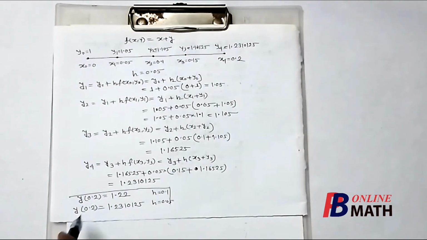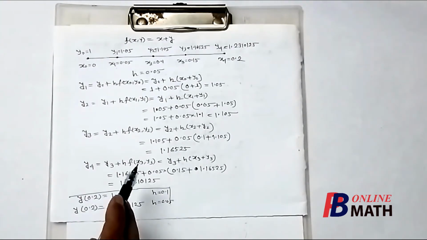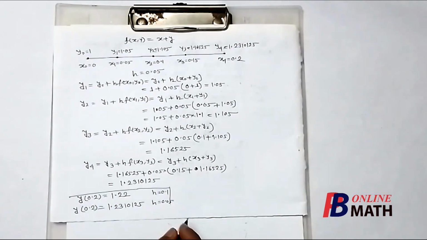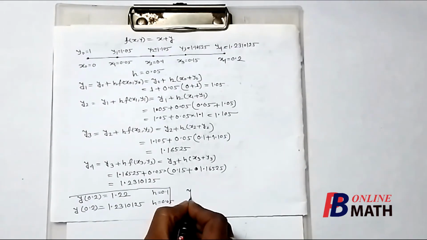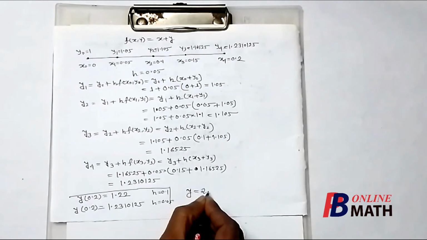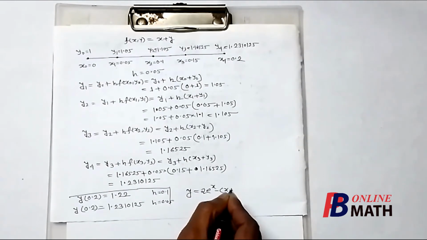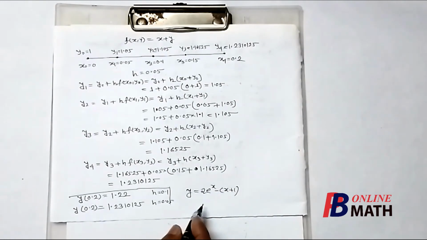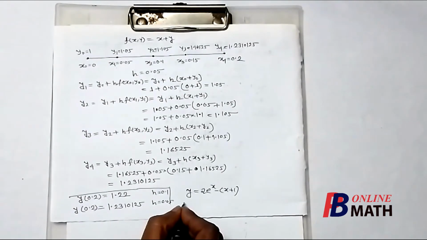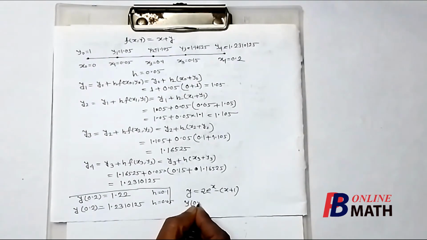That means if we want to compare between these two results, then we have to obtain the exact solution of the given problem. Now for the given problem, the exact solution can be found as y equal to 2 into e to the power x minus (x plus 1). This is the exact solution of the given problem, dy/dx equal to x plus y.